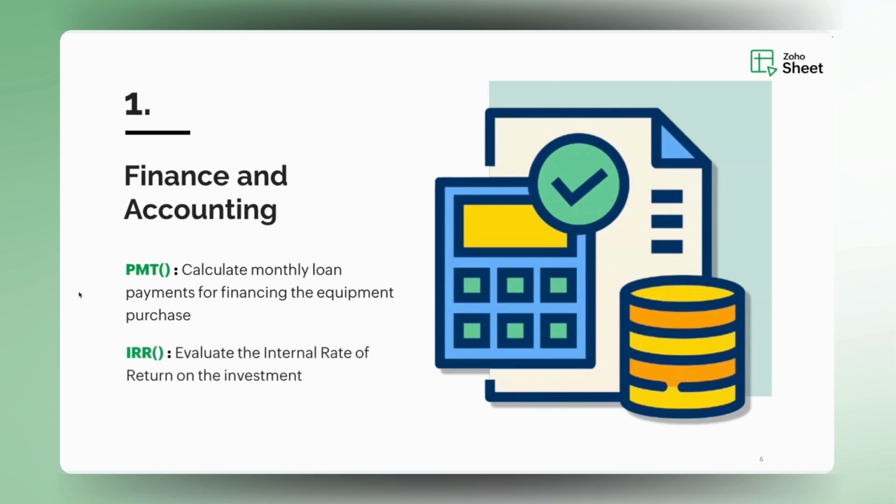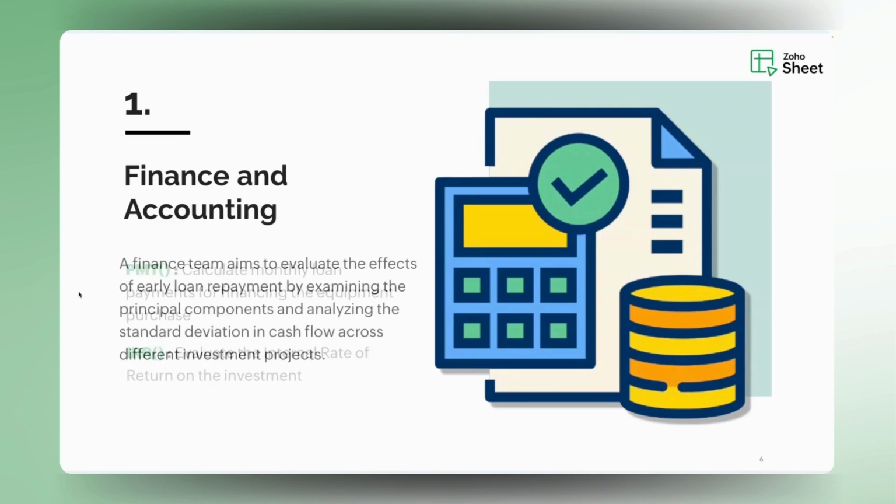Let's imagine a scenario where a finance team aims to evaluate the effects of early loan repayment by examining the principal components and analyzing the standard deviation in cash flow across different investment projects. Rohit, can you walk us through which functions in Zoho Sheet would be most useful for the finance team in this case?